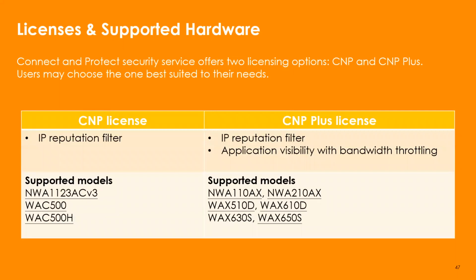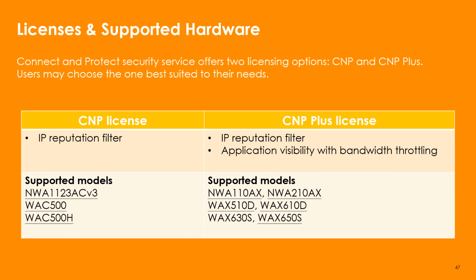So unlike the Pro and Plus pack where every device needs the license, with the CNP license, it unlocks these features for those APs that have the license. Those APs that don't have the license continue to function just as they did before. So there's two versions here. There's CNP and CNP Plus. CNP is for our lower end models, the NWA 1123 ACV3, the WAC 500, and the WAC 500H. And then we also have that CNP Plus license.